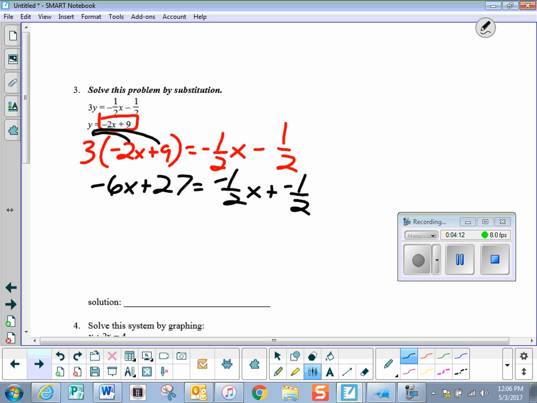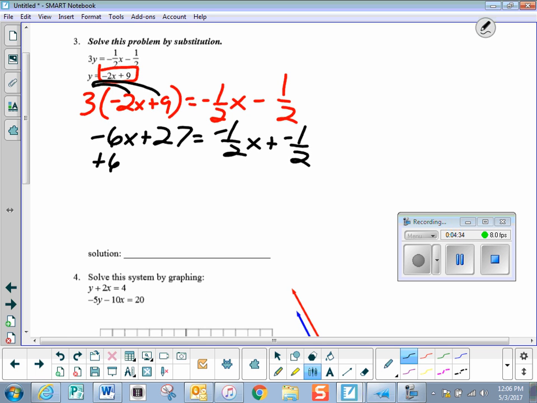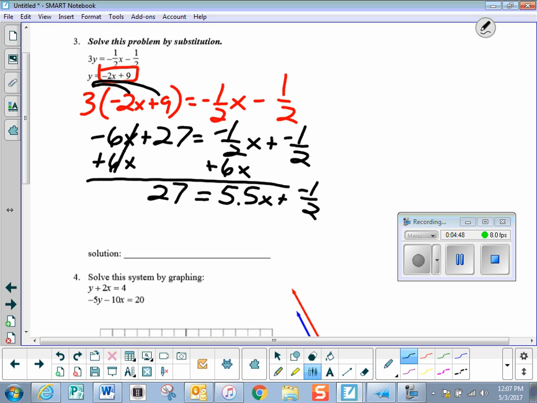Some of you forgot how to solve equations, which we've been doing on and off all year long. What is the goal when you're solving an equation? To get x on one side and numbers on the other, to get it alone. So what would I do to make that happen? Add 6x to both sides. What is 6 plus -1/2? 5.5. If you're getting that wrong because you're adding wrong, you need to use a calculator. -1/2 plus 6 is 5.5.